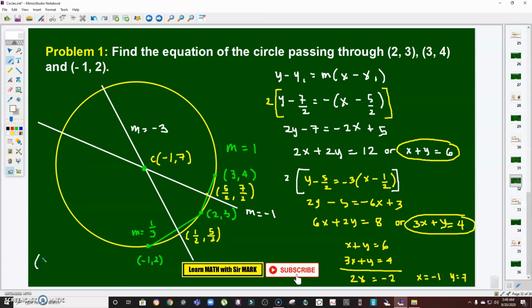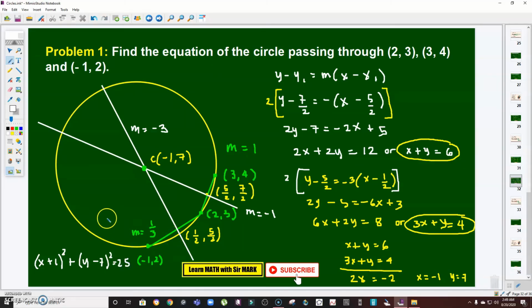So I have x plus 1 to be squared. Why plus 1? Minus negative 1. Plus y minus 7 to be squared equals the radius squared. So subtract using the center (negative 1, 7) and the point (2, 3). Negative 1 minus 2 is negative 3, squared is 9. 7 minus 3 is 4, squared is 16. Therefore, r squared is 25.